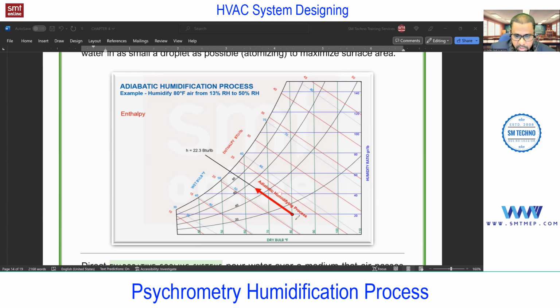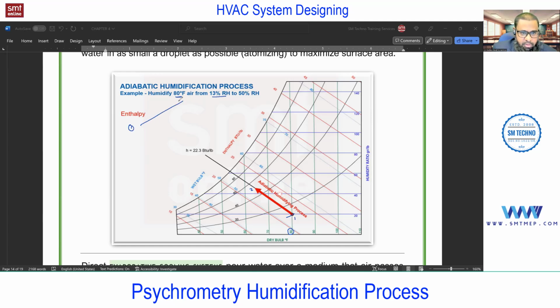You see, this is point 1, this is point 2. Point 1 condition, you see, is 80 degree Fahrenheit and 13% RH. This is the point. I'm interested in increasing this humidity level to 50% without adding heat. In the previous case, we added the heat, right? But in this case, we are interested in increasing the RH without adding heat. So how can it be done? I'll show you. So you see the point 1 condition.